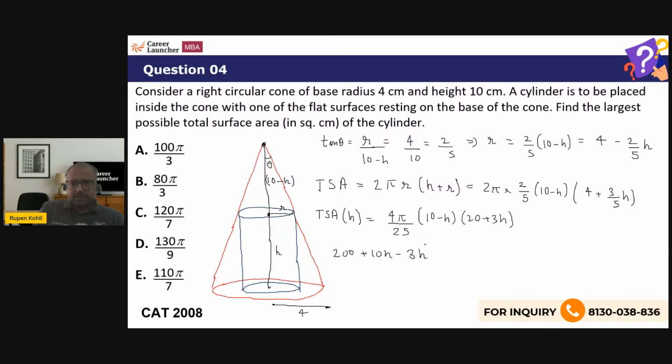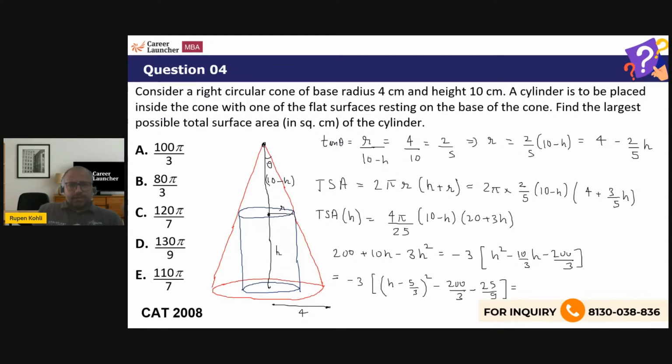So we have to maximize this. So this is minus 3, take common, h square minus 10 by 3h minus 200 over 3. I've taken minus 3 common to make a perfect square. So this is minus 3 now. So h square minus 10 by 3h. For the completion of square, h minus 5 by 3 whole square will give me h square minus 10 by 3h plus 25 by 9. So I have to subtract that. So this is minus 200 by 3 minus 25 by 9.